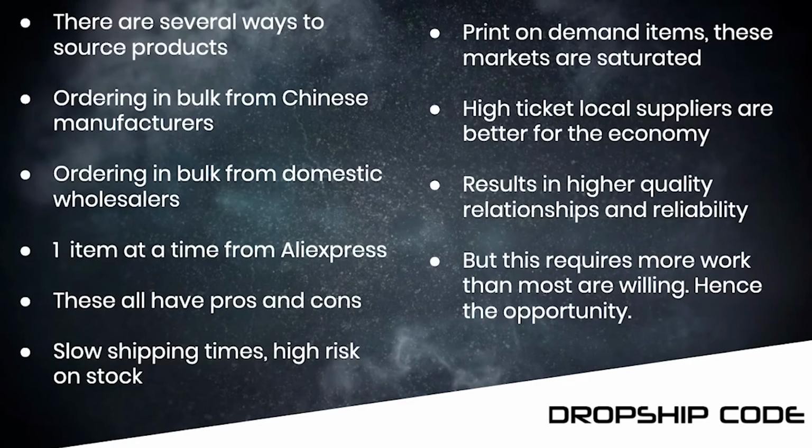So there's several ways to source products as we've talked about. This is what I did when I first got started in e-com, ordering in bulk from Chinese manufacturers. You could also do the same thing, but from domestic wholesalers in your country. In that case they would probably arrive and be delivered to you quicker. They may or may not be higher quality. You could also use websites like AliExpress.com, and you could order one at a time. However, as I've put here, they all have pros and cons.